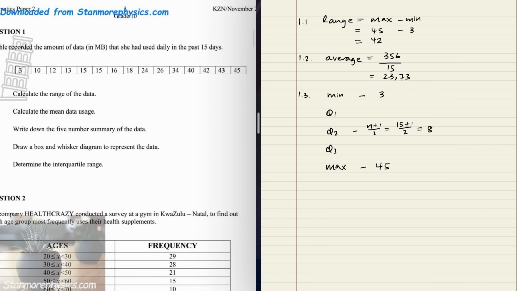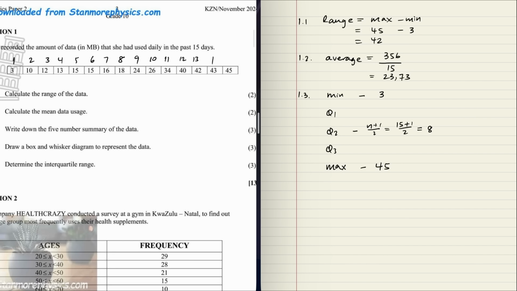So if I have to number the data that I have here, that's 1, 2, 3, 4, 5, 6, 7, 8, 9, 10, 11, 12, 13, 14, and 15. The 8th data point is 18. So Q2 is equal to 18.